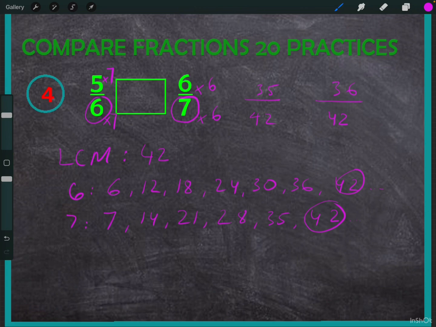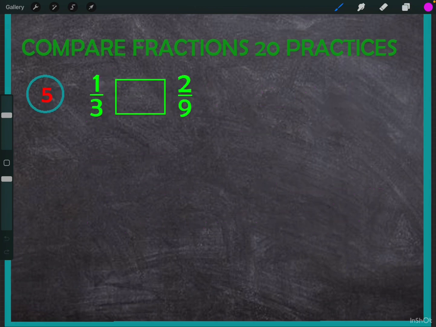Now we have the two new fractions with the same denominator. We only need to compare the two numerators. 36 is greater than 35, so 36 over 42 is greater than 35 over 42, or 6 over 7 is greater than 5 over 6.